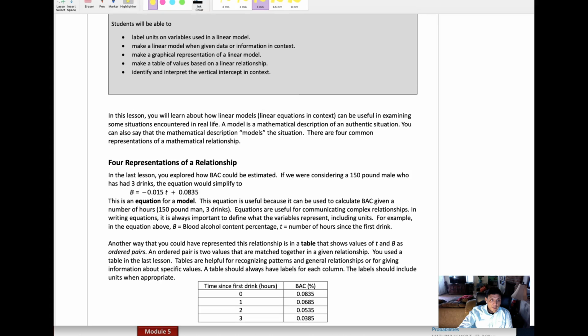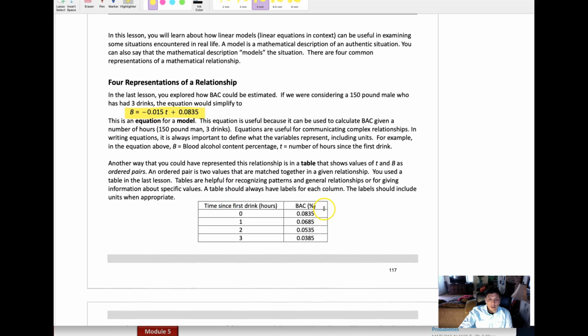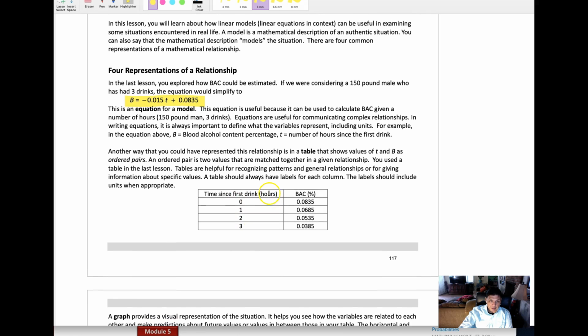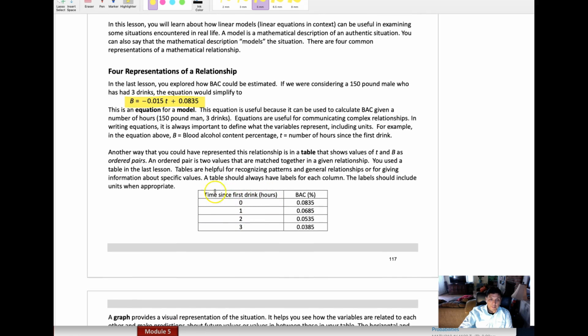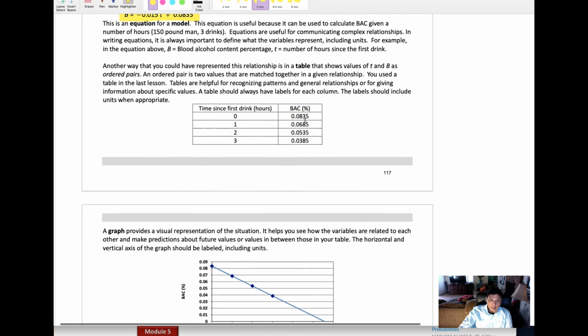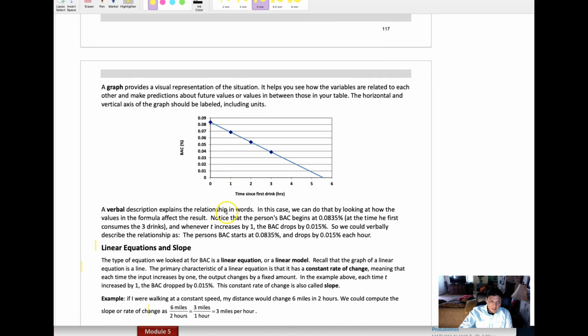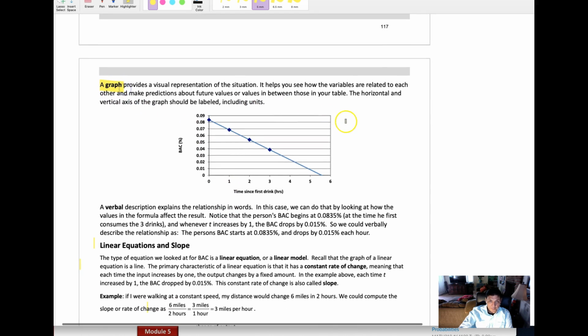With that equation, we could get the blood alcohol content level of someone after so many drinks, or the number of drinks and the number of hours. In this case, this was represented for a 150-pound man and 3 drinks. So you can see how the blood alcohol content decreases as time increases, and you can see that in this graph right here.